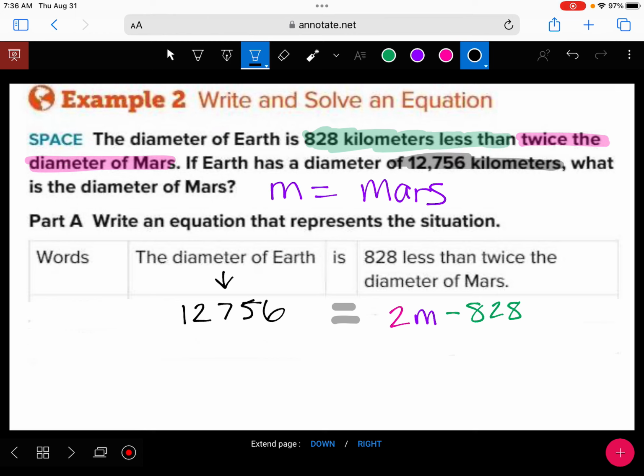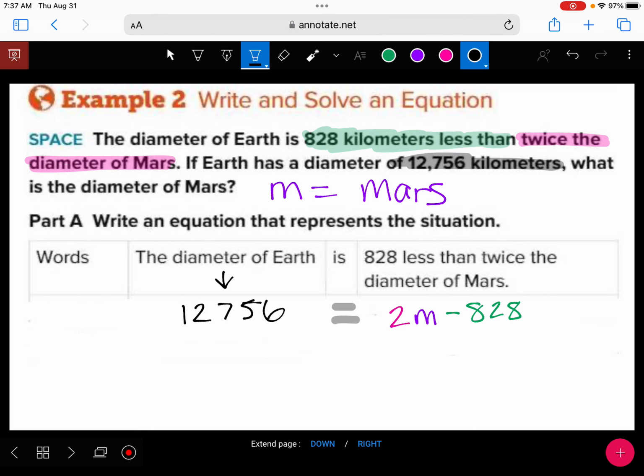So if we're just straight up struggling to find an equation, find your sentence and break it into chunks. Twice the diameter of Mars less 828 is that. It's like running translation in a foreign language, translating words into math. Because those two pieces mean the same thing: the diameter of Earth is 828 less than twice the diameter of Mars, and 12,756 equals 2m minus 828.